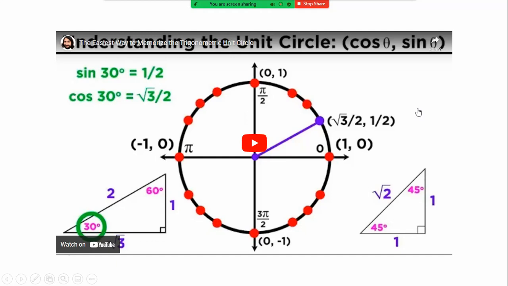But I want to quickly get to something a little bit more interesting and intriguing, and that is the unit circle. So let's go through this video right here.